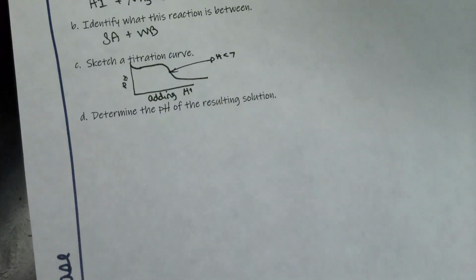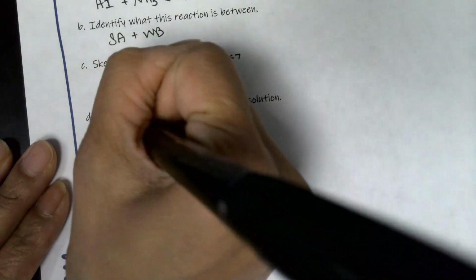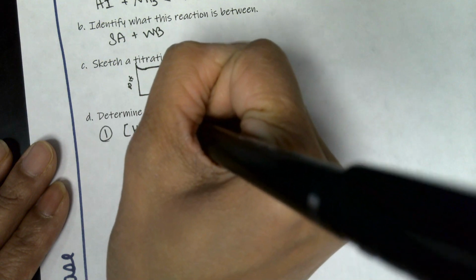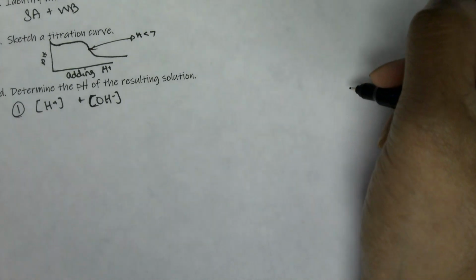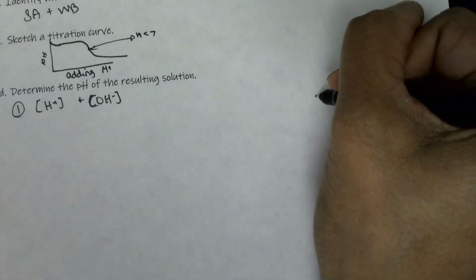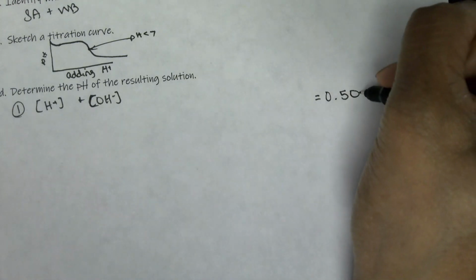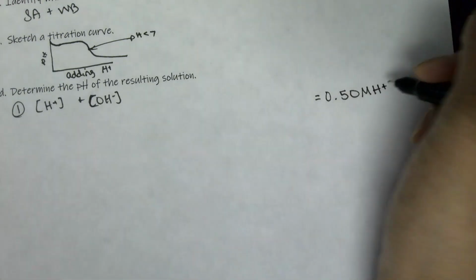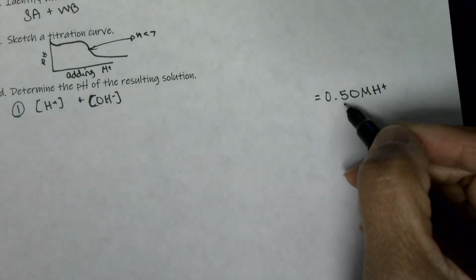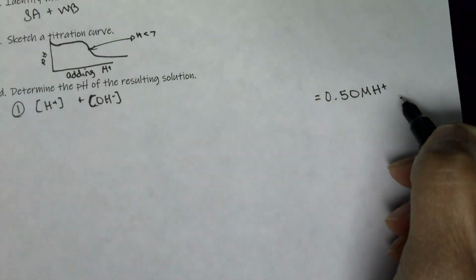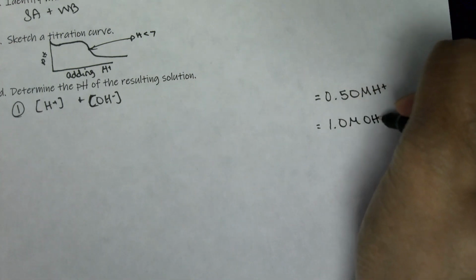So, just like we did with the other two, we're going to do the same exact thing here. We're going to find the concentration of H plus and OH minus. Same thing I'm going to have you guys do. Do the math on your own. Make sure that you end up with the correct answers. We're only going to learn if we do. So here, we ended up with 0.50 molar H plus, and 1.0 molar OH minus.